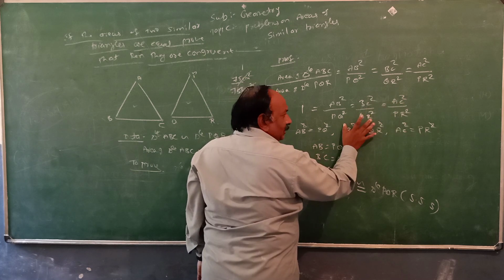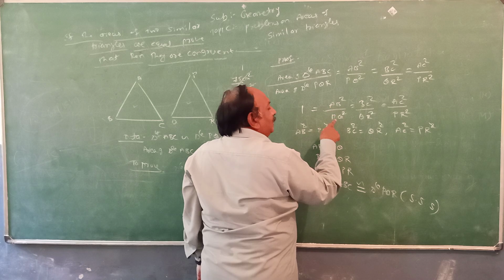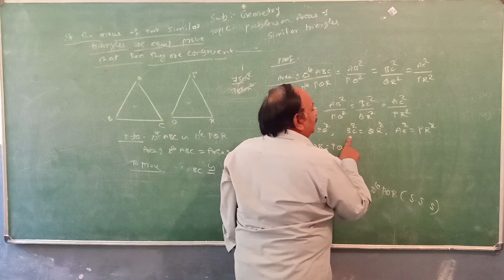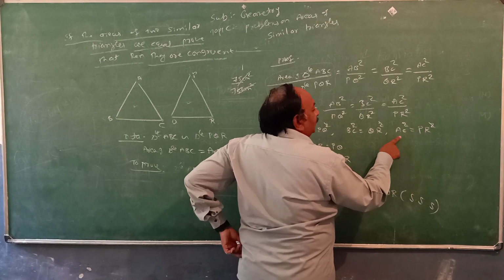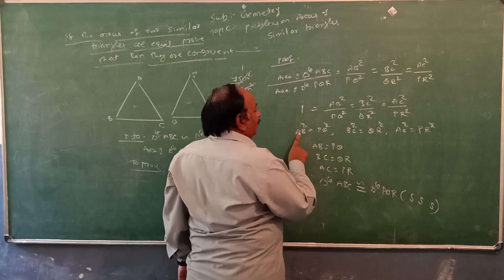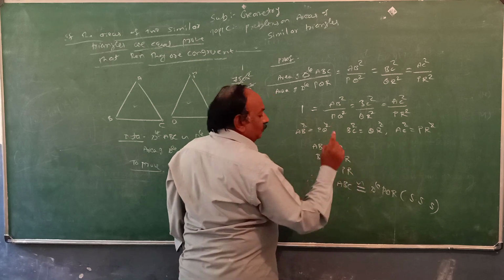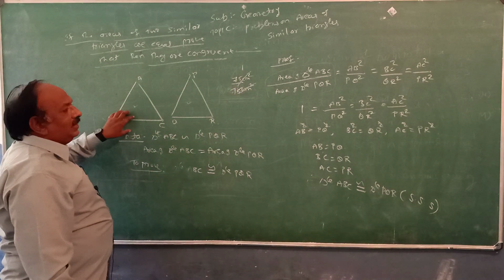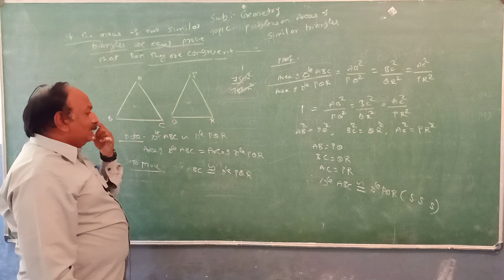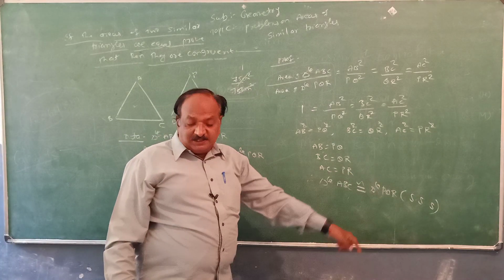In the RHS, if you want to get LHS as 1, the numerator must be equal to the denominator. AB squared is equal to PQ square, BC squared is equal to QR square, AC squared is equal to PR square. Square and square cancel. What we get: AB is equal to PQ, BC is equal to QR, AC is equal to PR. 3 sides of one triangle are equal to the 3 sides of another triangle. Those two triangles are said to be congruent. So the postulate is called the SSS postulate.